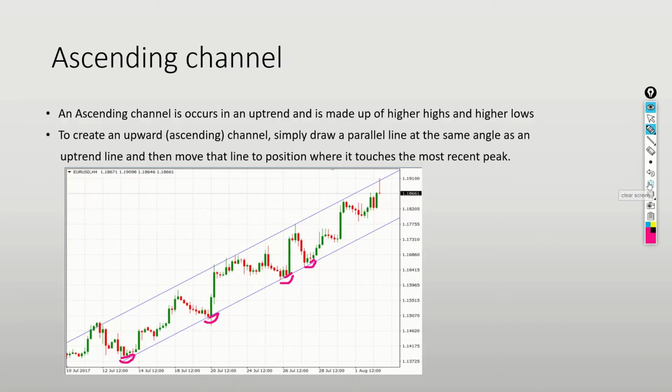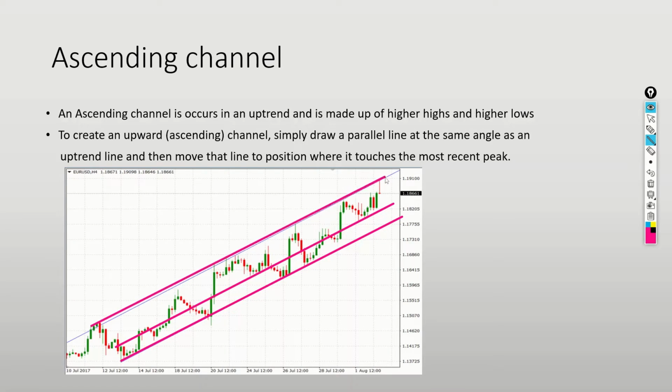So after connecting those points, we connect them from here, connect to that one, connect to this one. Do not force it to come and connect here because it will not be valid. Leave it to be a free line. After it has connected, we have to draw a parallel line to this one. After drawing a parallel line, we shall move this line to connect these swing highs, and that line, if moved away, would be like that. That's what we call an uptrend channel or an up channel.